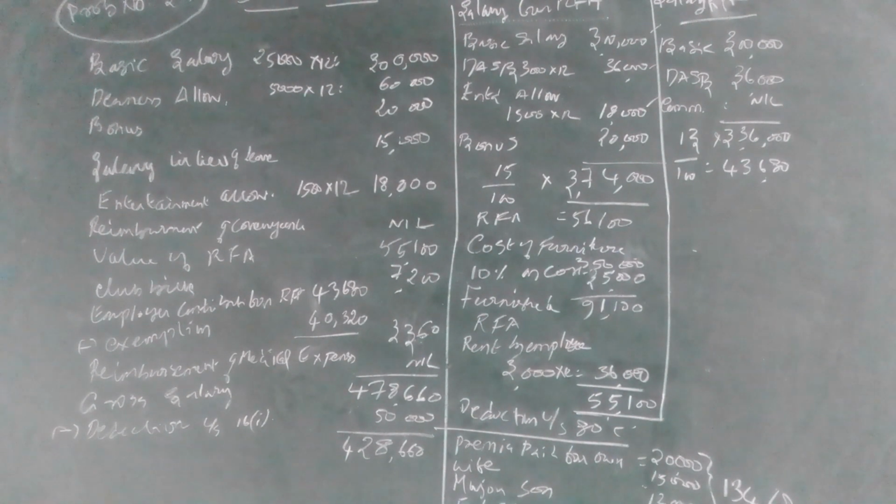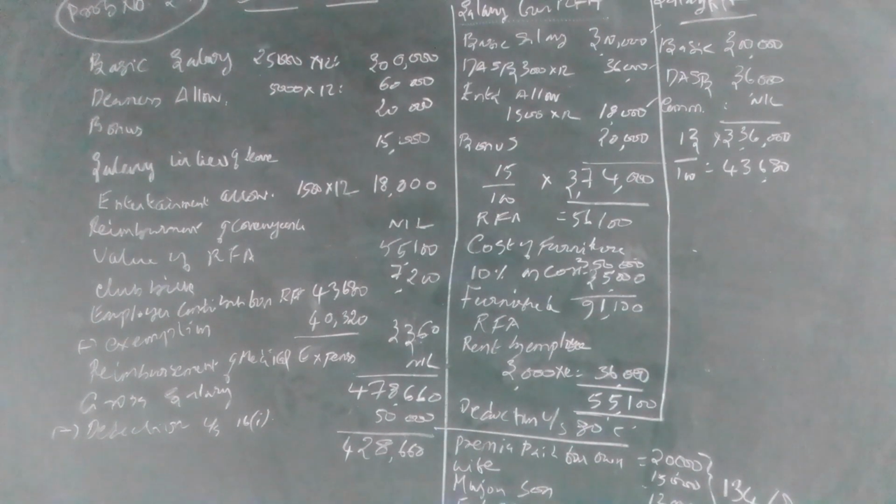Then bonus, it is taxable. Salary in lieu of leave is also fully taxable. Then entertainment allowance, we have to take it for salary income. And here the point is, entertainment allowance is exempted based on a condition only for government employees. In this case, the assessee is not specified as a government employee in the question, so the amount of entertainment allowance is taxable. Even if he is a government employee and it is exempted, you can claim the exemption only after calculating the gross salary.